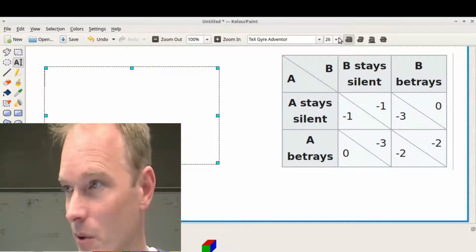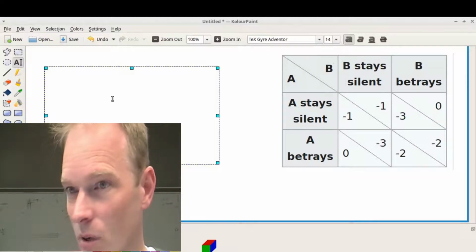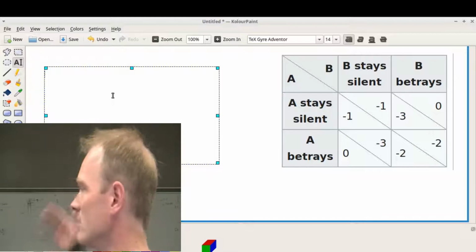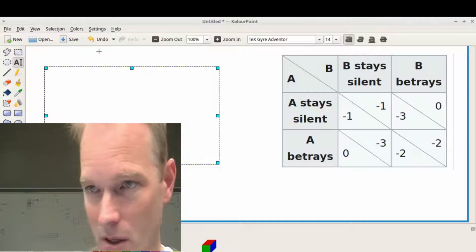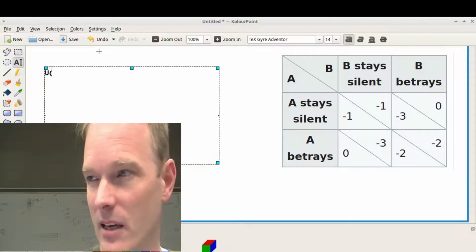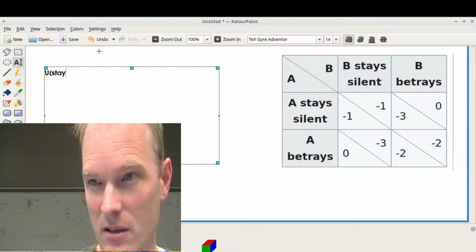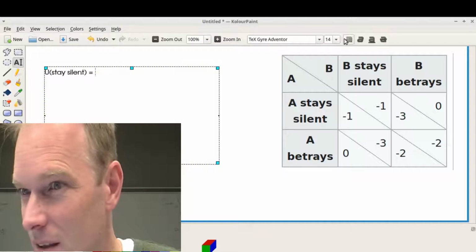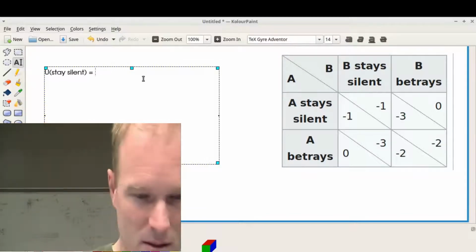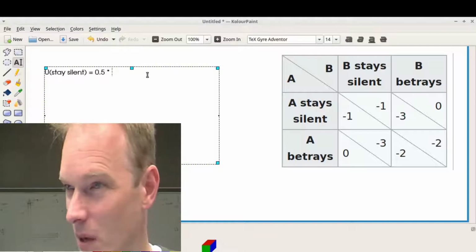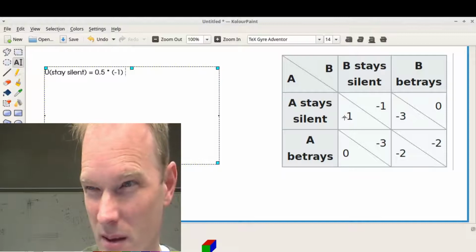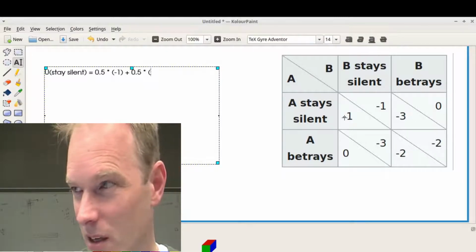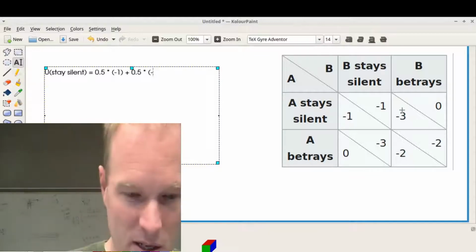And just to keep it simple, let's assume that we don't know what our partner is going to do. Let's say we just give 50-50 odds to our partner. The utility of stay silent is 0.5 times, if my partner also stays silent, I get a -1, plus 0.5 times, and if my partner betrays me, I get -3.